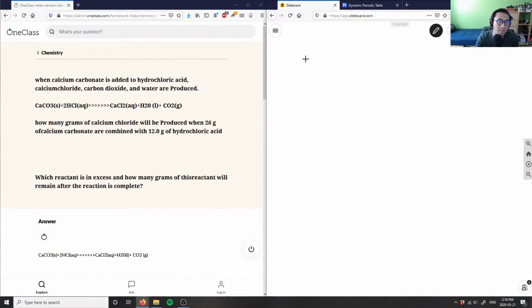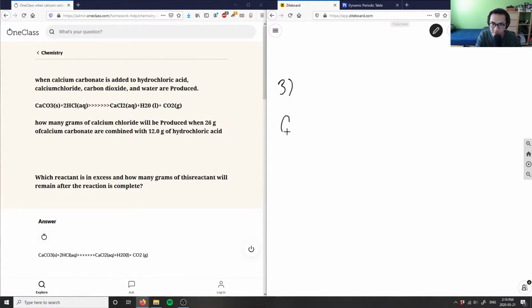When calcium carbonate is added to hydrochloric acid, calcium chloride, carbon dioxide, and water are produced. How many grams of calcium chloride will be produced when 26 grams of calcium carbonate are combined with 12 grams of hydrochloric acid? Which reactant is in excess, and how many grams of this reactant will remain after the reaction is complete? So, a classic stoichiometric question. This is number 3.